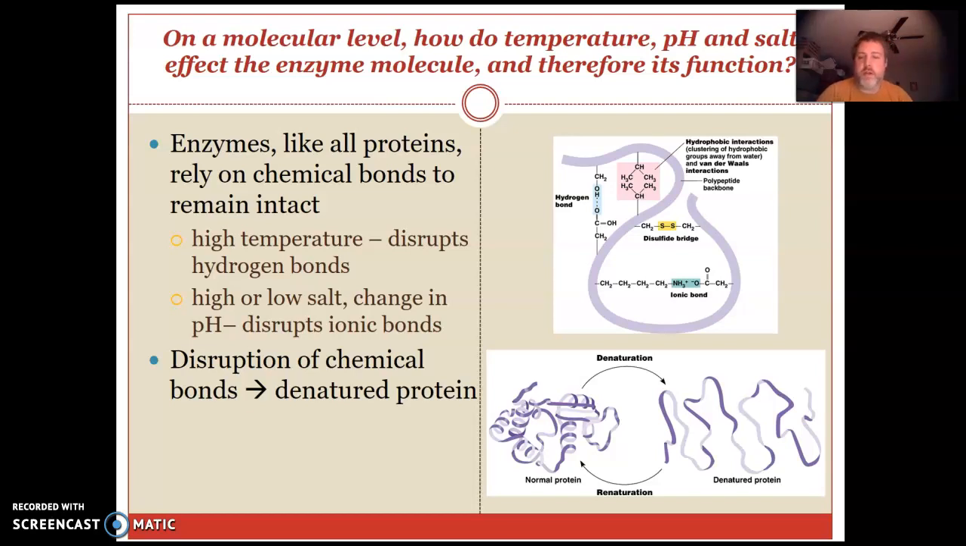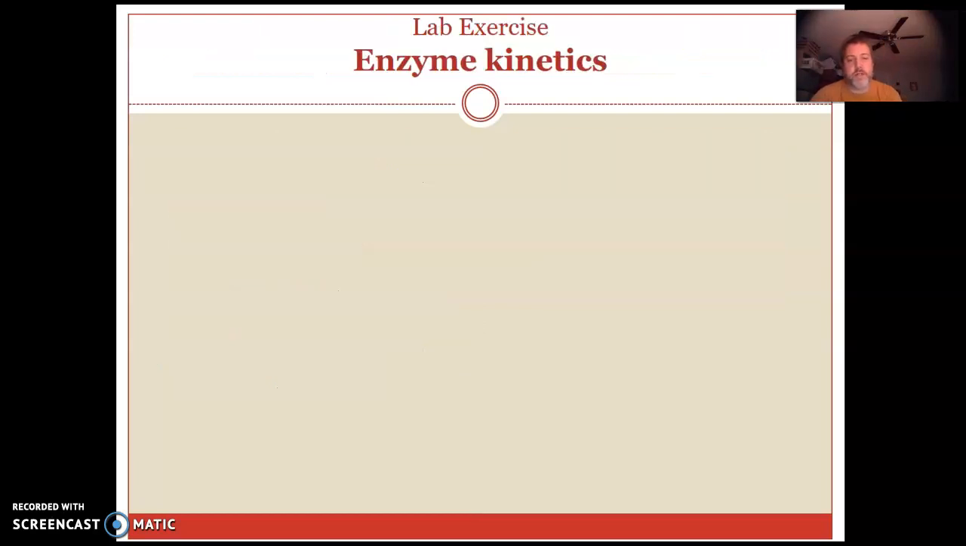And then high or low salts, or changes in pH outside of a certain range, can disrupt the ionic bonds in those proteins. And again, that leads to denaturation, causes it to change its shape and no longer function. So if you disrupt those chemical bonds, you end up with a denatured protein.